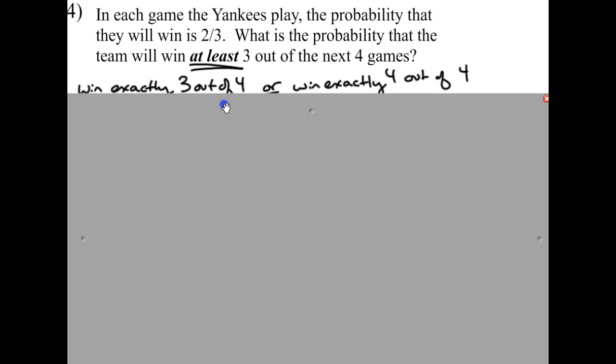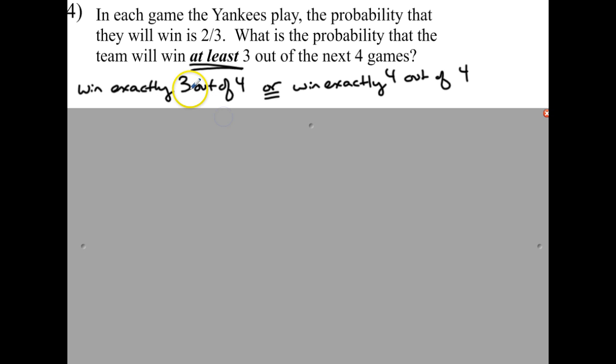So you have to interpret what that means. If they win at least 3 games, basically what it's saying is they win 3 out of 4, or they win 4 out of 4. So really, we've just made this into 2 mini problems that we're going to compute probabilities of each one.